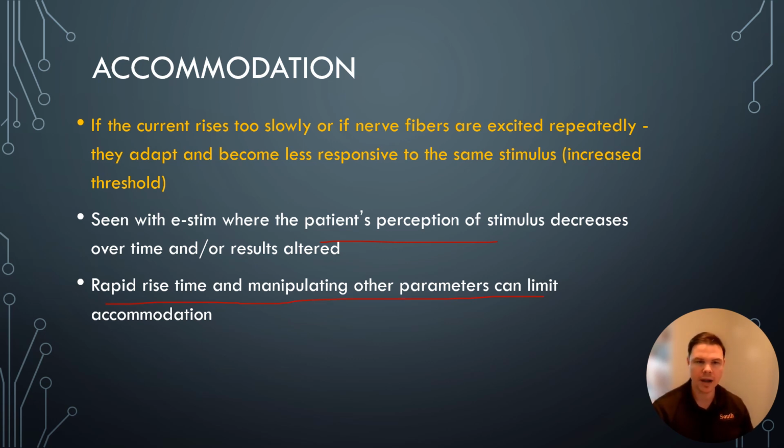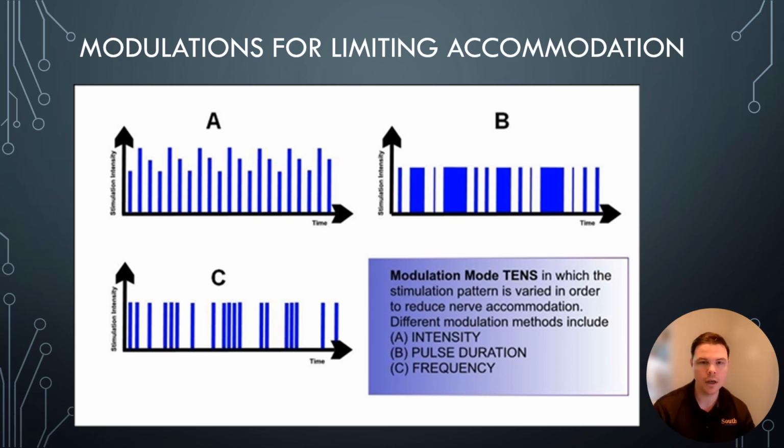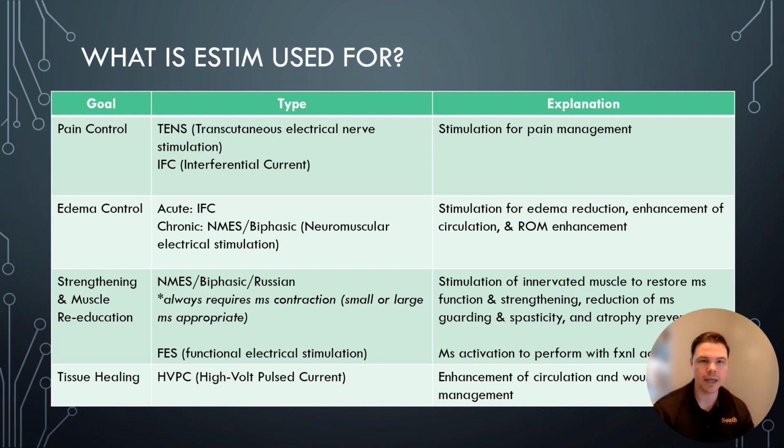Manipulating rise time and other parameters will help to limit accommodation. So that's one thing that we're going to look at, trying to defend against accommodation, but know the definition of accommodation, please. Understand that in order to defend against accommodation, we're going to modulate currents. So here we are modulating intensity, pulse duration, and frequency. We just change the impulses to keep the nerve, for lack of better terms, confused about what's coming next.